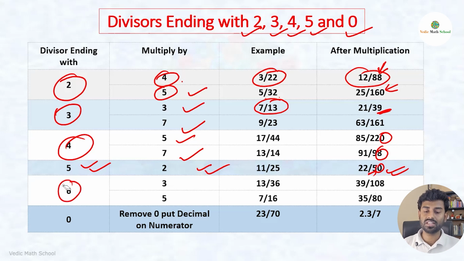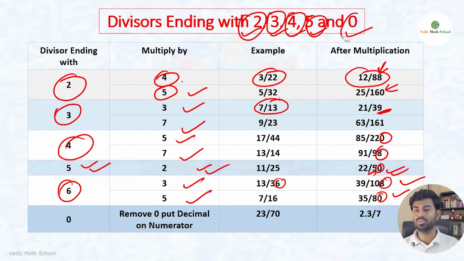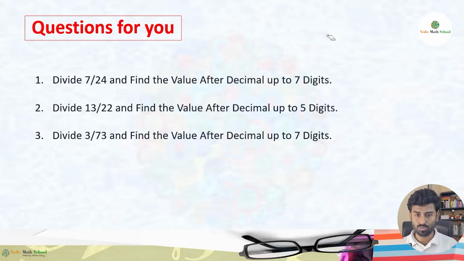Now in the case of 6, we can multiply with 6 and 5 to convert this into a number ending with 6 or 8. You can see that, and in that case you can deal with numbers like 9, 8, 7, 6 and 1 that you have already mastered. So in case of 2, 3, 4, 5, 0, you simply have to convert the numbers into the respective 9, 8, 7, 6 and 1.